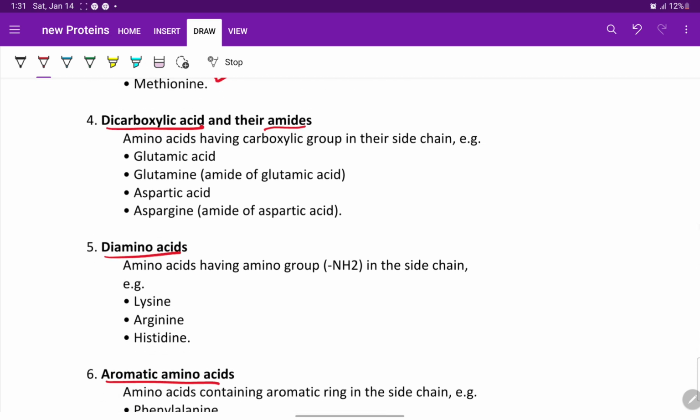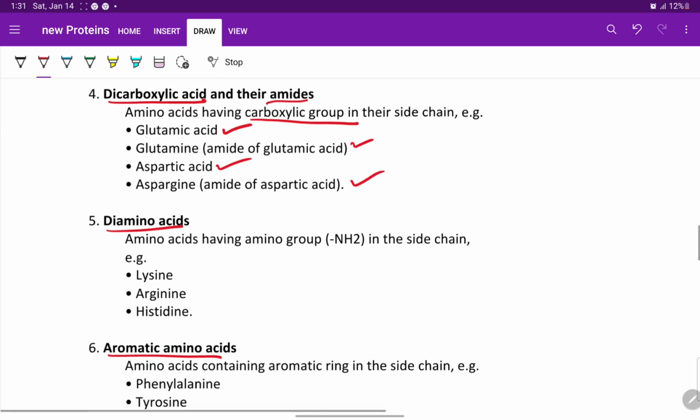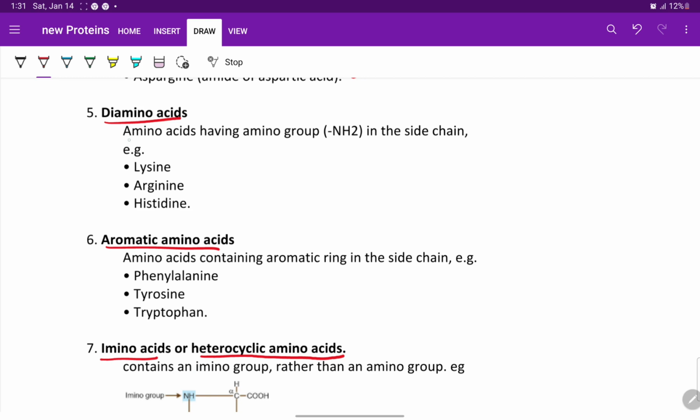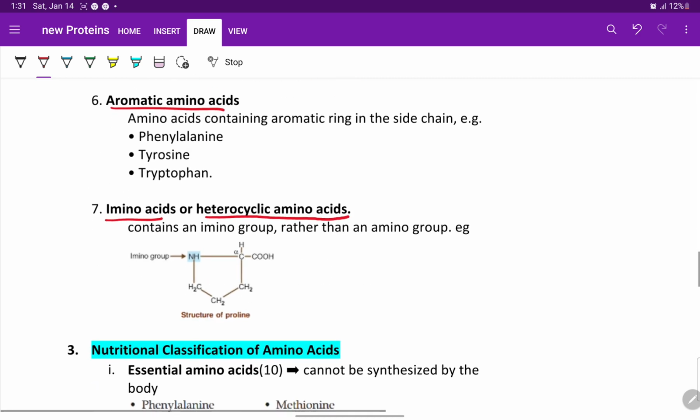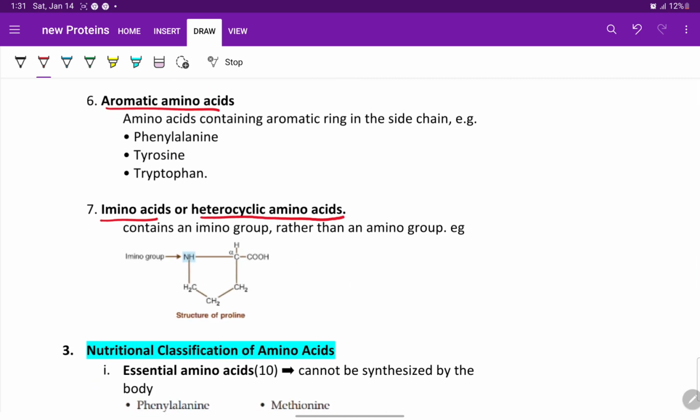Dicarboxylic acids and their amides have a carboxylic group on their side chain, so they are called dicarboxylic acids: glutamic acid, glutamine, aspartic acid, asparagine. Diamino acids have an amine group as a side chain: lysine, arginine, histidine. Aromatic amino acids are phenylalanine, tryptophan, and tyrosine. These amino acids contain an aromatic ring, the benzene ring.